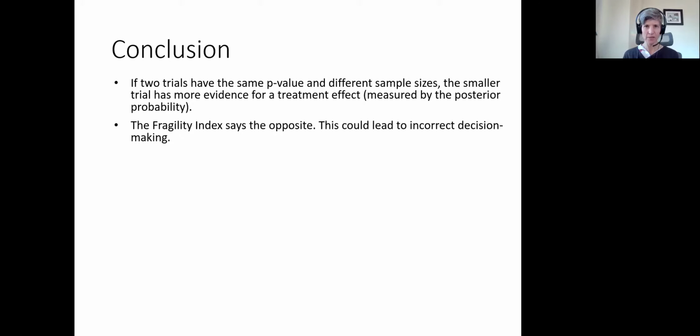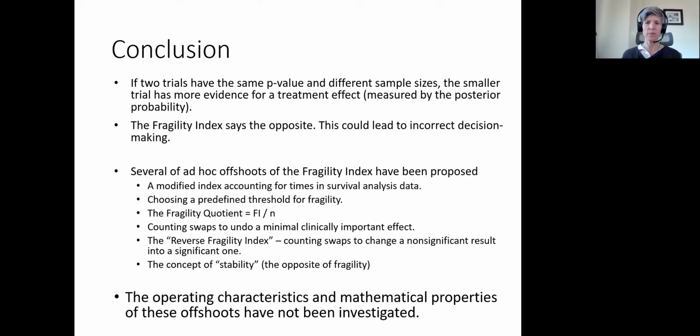And part of why that happened is because a mathematical exploration of its properties was not performed before it was promoted as a tool. The fragility index has a number of other problems, which I don't have time to go to in this talk. But because of those problems, there have been offshoots of this index that have been proposed to kind of patch over those problems. For example, a modified index accounting for times in survival analysis data, choosing a predefined threshold for fragility, in other words, dichotomizing it, dividing it by the sample size, etc. But just like with the fragility index, the operating characteristics and mathematical properties of these offshoots haven't been investigated.